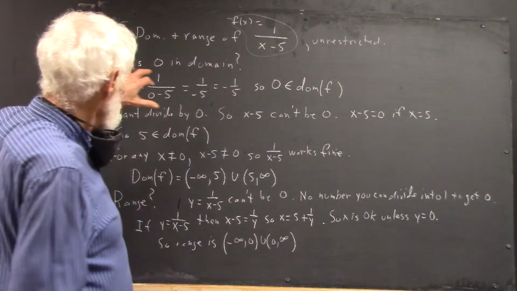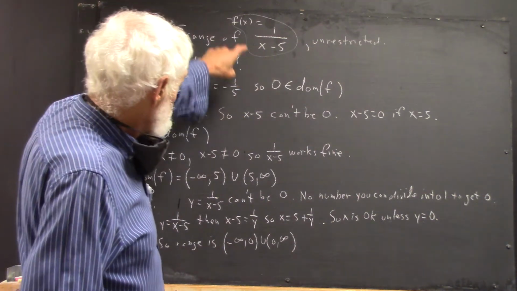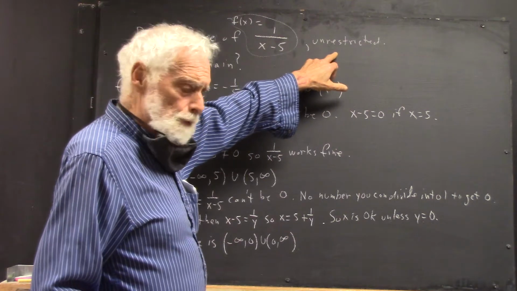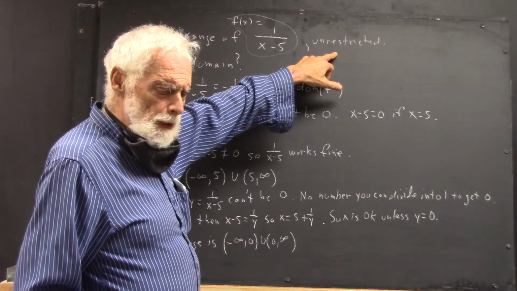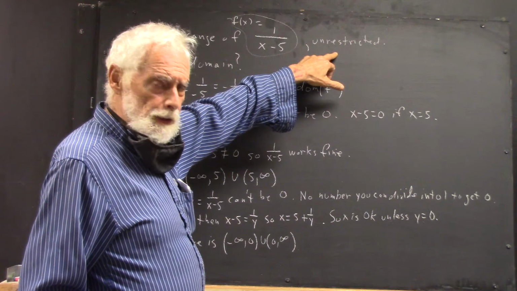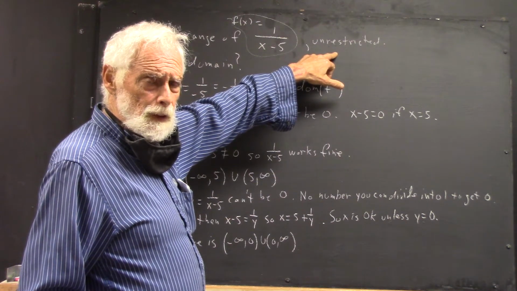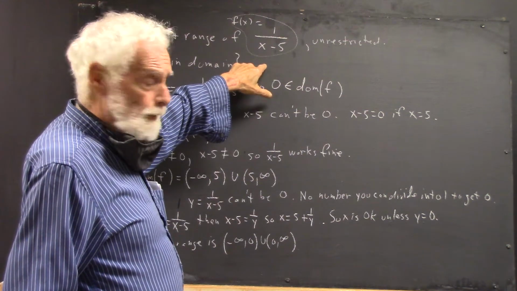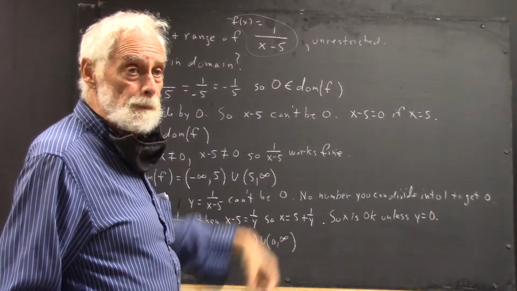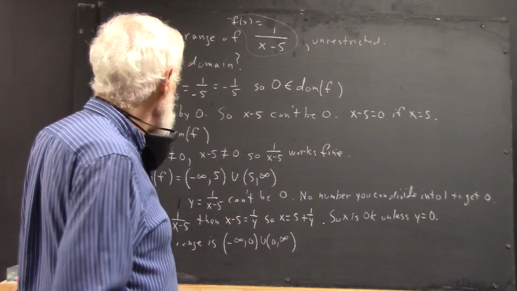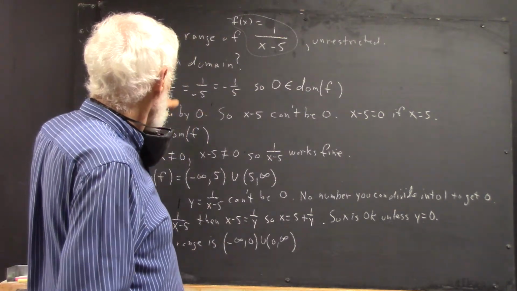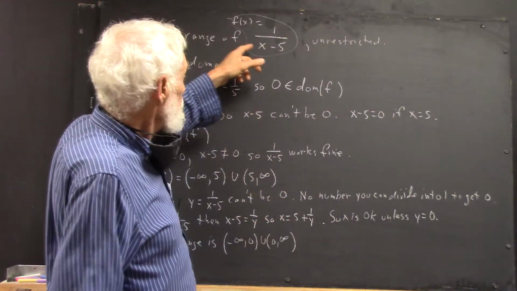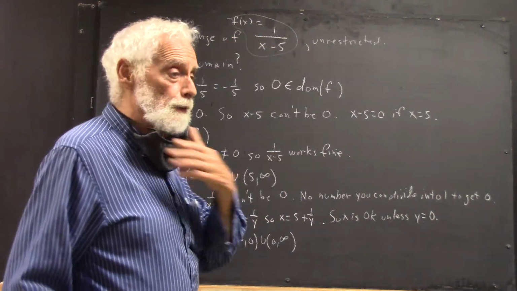The domain and range of f of x equals 1 over x minus 5. And I say unrestricted, meaning that we can try any x value we want, but if there are x values that aren't going to work for this function, then we have to eliminate them. So, question. Is there any number that isn't in the domain? Is there any x value for which you can't evaluate 1 over x minus 5?